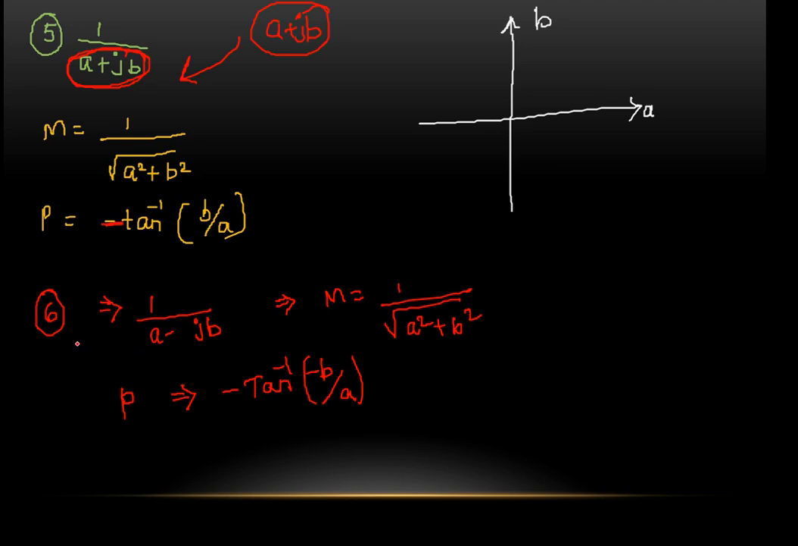So thank you everyone. Hope you got some knowledge of how to write the magnitude and phase in polar form if they give different complex functions.